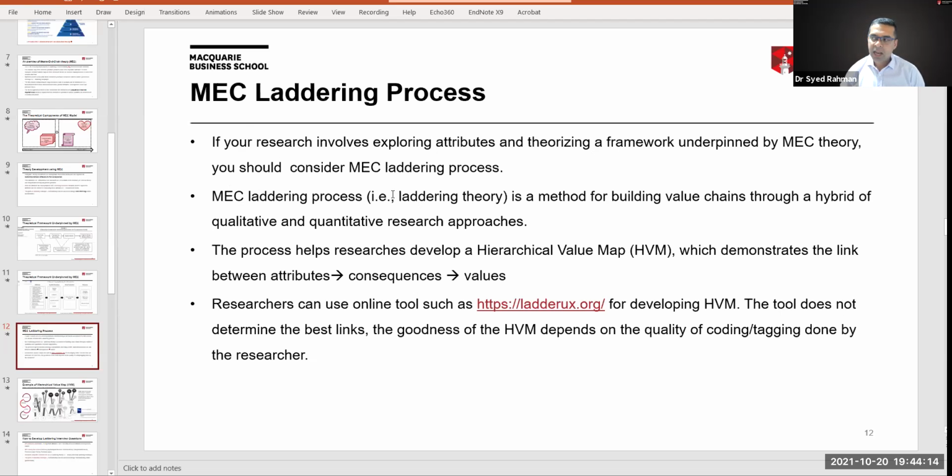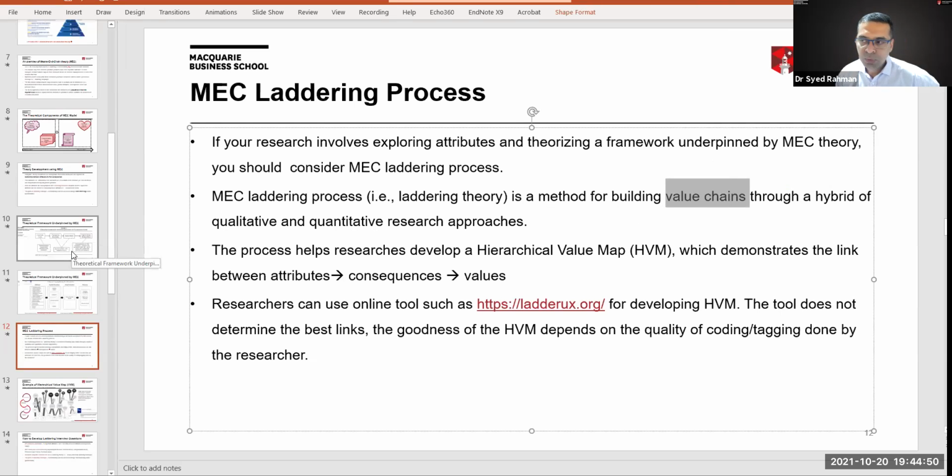And this has been labeled laddering theory as well. So we have the means-end chain theory, and the process itself, the laddering process, has been called by some people the laddering theory as well. So there's a lot of theory going on here. Just be careful about what we are talking about, but the more you read, the less confused you will be. So the laddering process is a method for building value chains. So this is important, value chains through a hybrid of qualitative and quantitative research process.